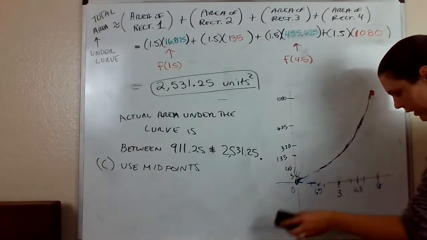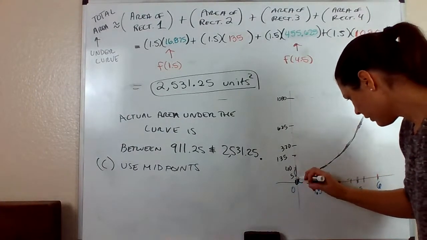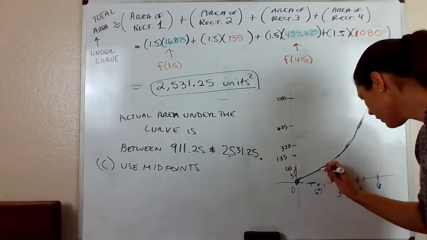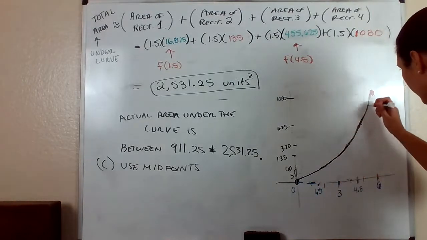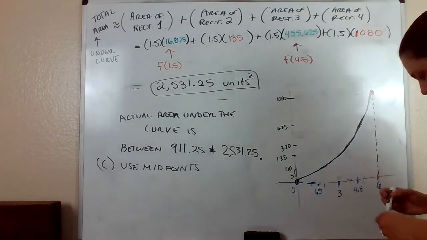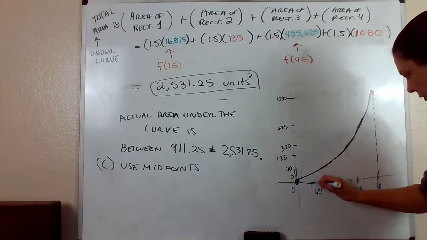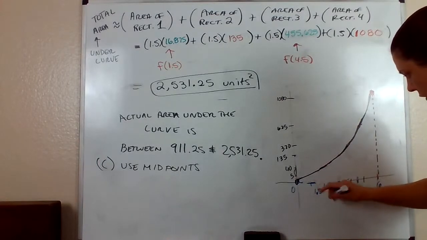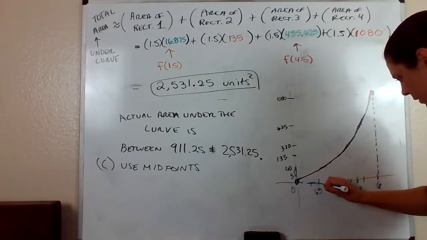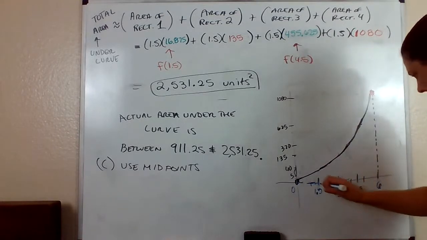All right, let's make that look a tiny bit better really quick. And we have our curve and the area under the curve. Okay, there we go. Now the midpoints. Oops, my marker's drying out. 1.5. Okay, I think I got it to work.